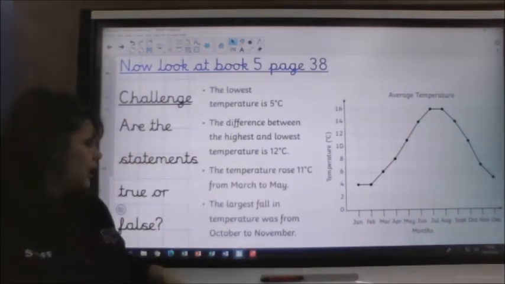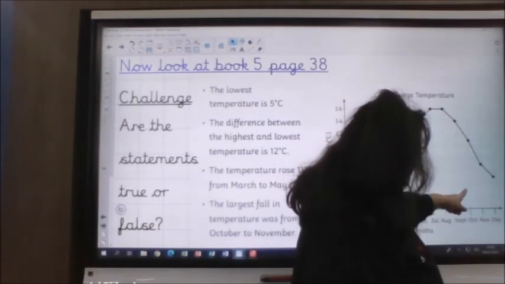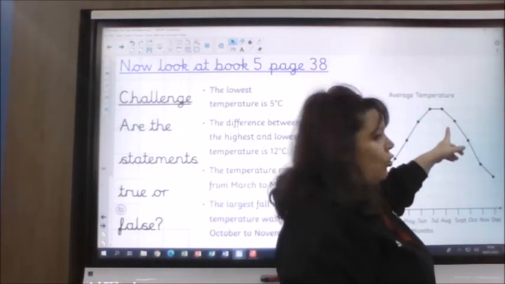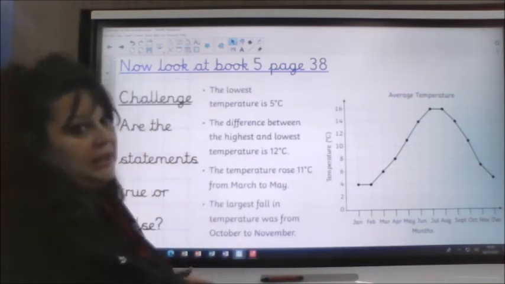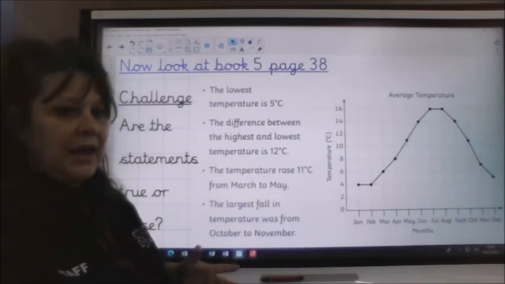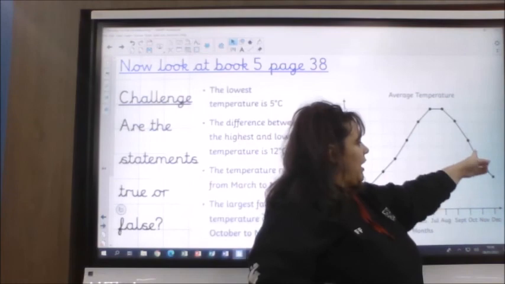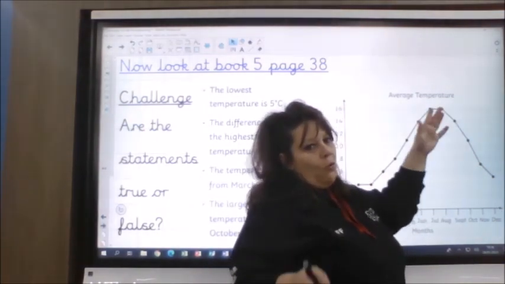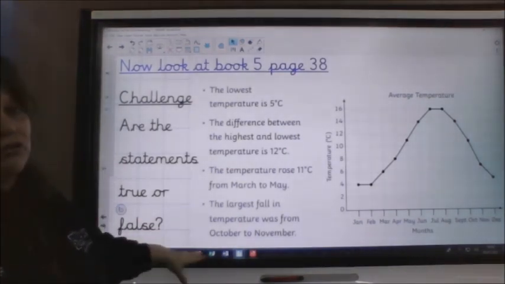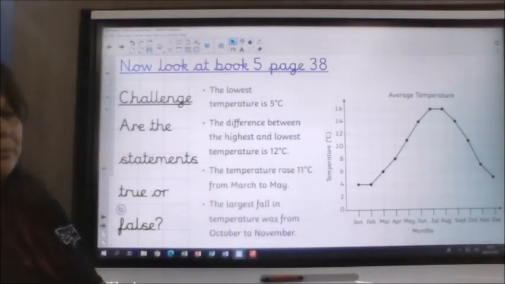And then finally, the largest fall in temperature was from October to November. So have a little look at your graph. Is it from October to November, or is that false? Is there another part of the graph where it falls? So here we've got the temperature rising. Here's where it's falling. So what is the largest fall in temperature? Is that true or false? These questions you'll answer in your purple book.